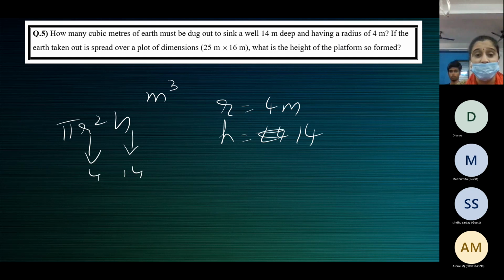Okay, so the earth is not wasted. The mud which is taken out is not wasted. It is spread over a plot, 25 meters by 16 meters, the dimension of the plot. The surface of the plot is rectangular. If it's a field, the surface is a rectangle. Now, if you dump some sand on it and create a rectangular platform, that is a cuboid. The platform is a cuboid.